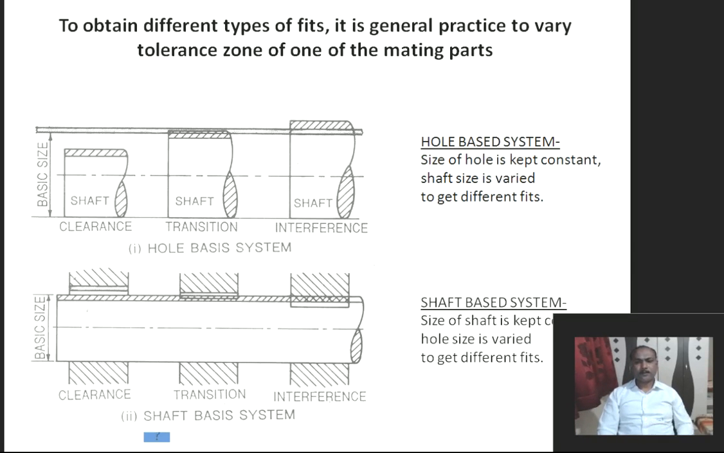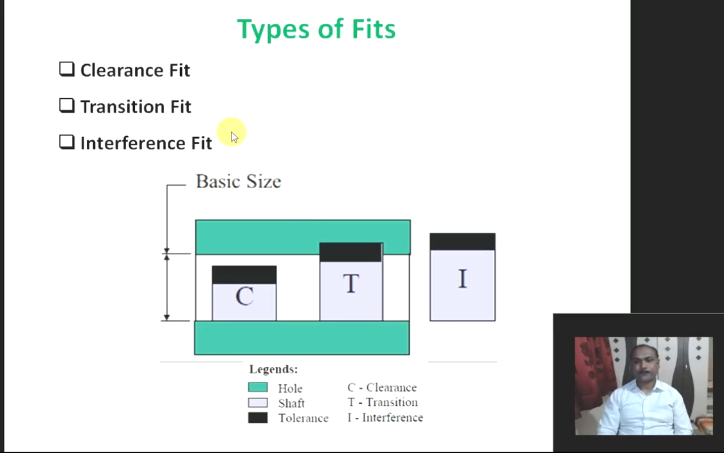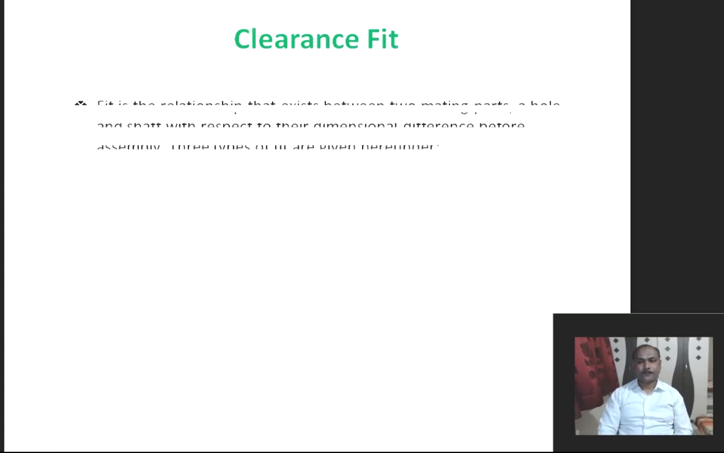So these are some figures by which we can understand what a clearance fit is. Now we can see over here that in clearance fit, the maximum size of a shaft is always smaller than the smaller size of a hole. Whereas in case of interference fit, the smaller size of a shaft is always bigger than the maximum size of a hole. Whereas in transition fit, the tolerance zones overlap each other. The same thing is shown pictorially using these different types of fits.